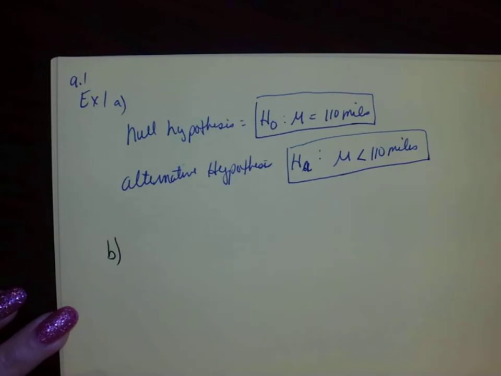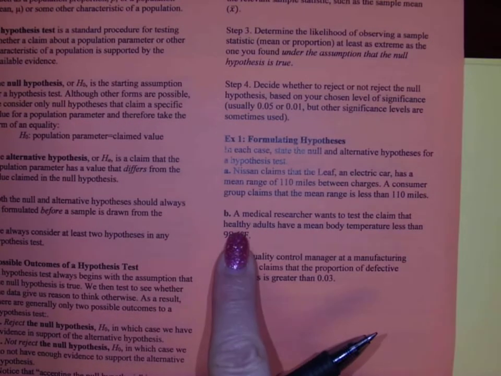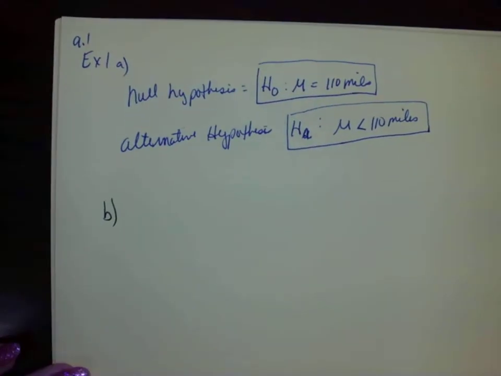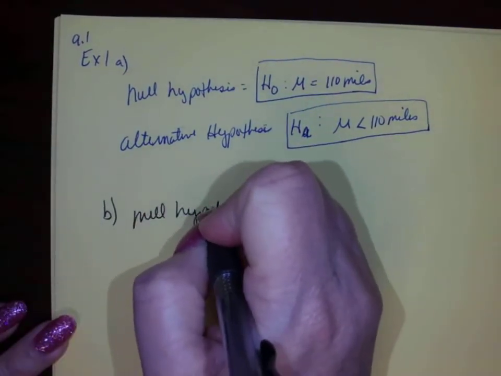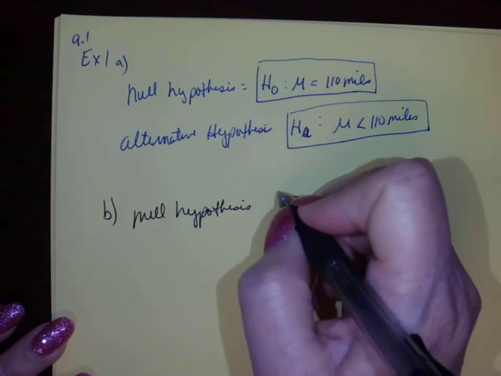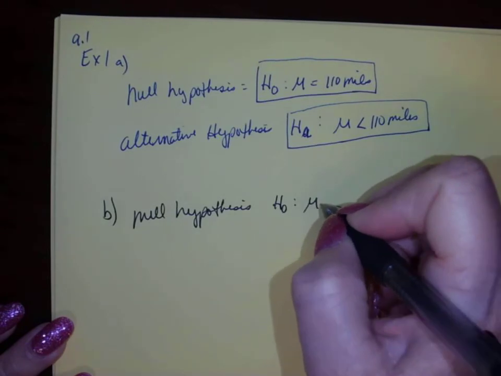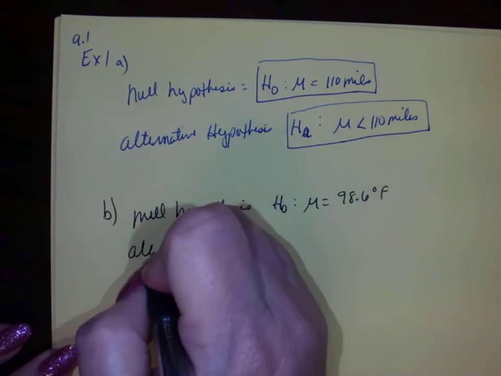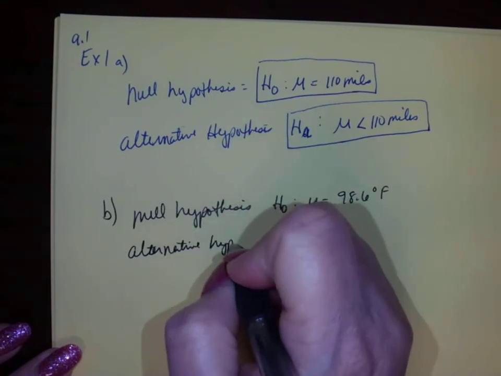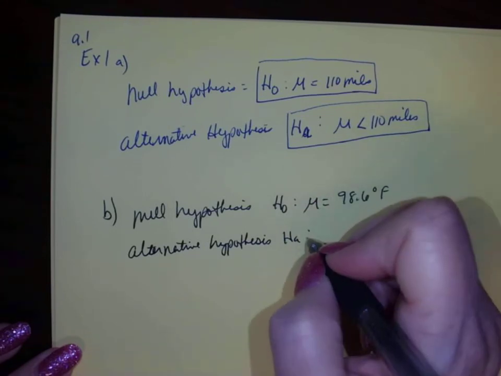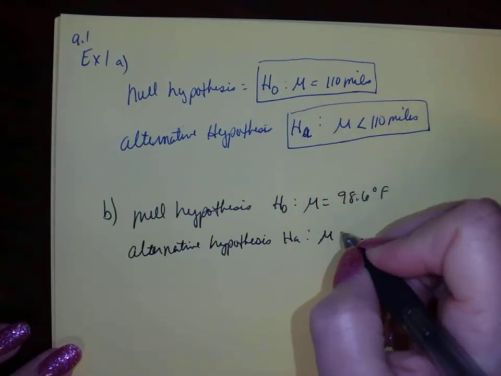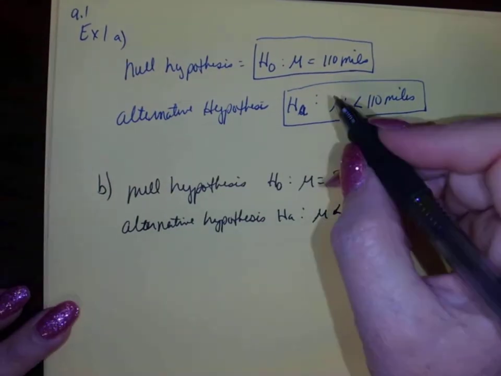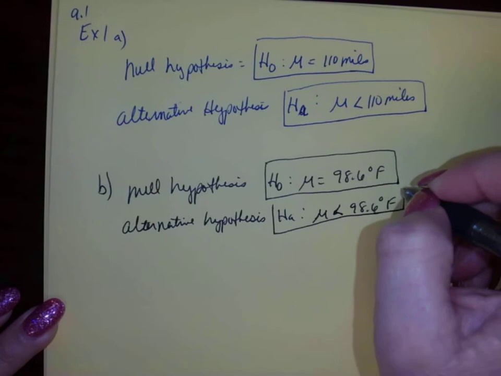All right, part B. A medical researcher wants to test the claim that healthy adults have a mean or average body temperature less than 98.6 degrees Fahrenheit. Well, our null hypothesis, H sub naught, is that mu is equal to 98.6 degrees Fahrenheit. But the alternative, which is H sub A, says that it is less than 98.6 degrees Fahrenheit. So this would be our H sub naught, and this will be our alternative.